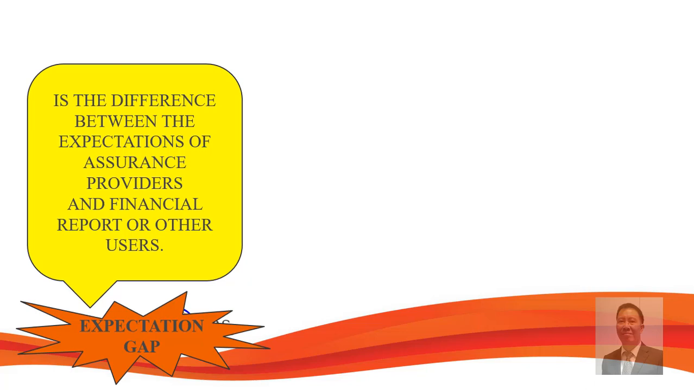Now, what is expectation gap? Expectation gap is the difference between the expectations of assurance providers and the financial report users. Sometimes the auditor may expect that the preparer of the financial report knows how to prepare and present the report, while the responsible party preparing the report may expect the internal or the external auditor to be the ones responsible to prepare the report. So this creates an expectation gap.